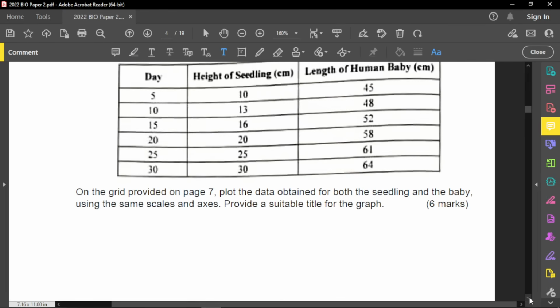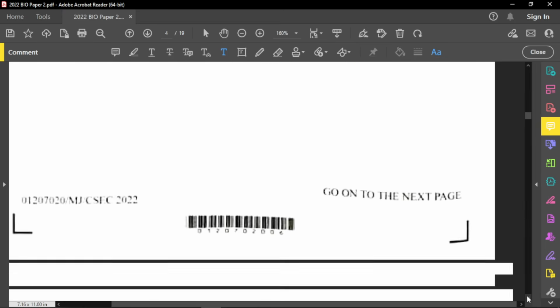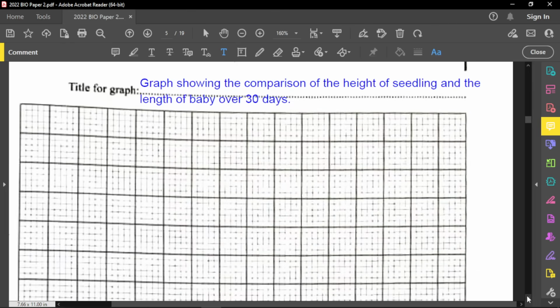And so on the grid provided on page 7, plot the data obtained for both seedling and the baby using the same scales and axes. Provide a suitable title for your graph. So we're going to run through that, and that's a 6-mark question. And so we have the graph here.